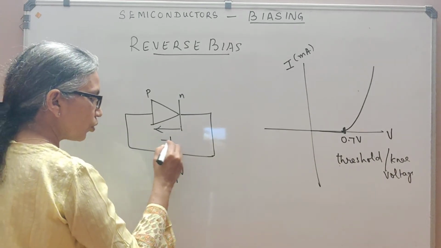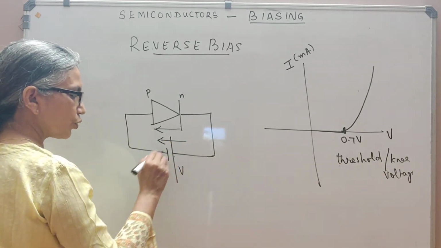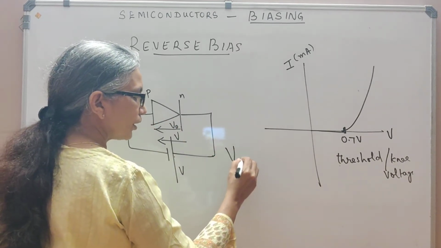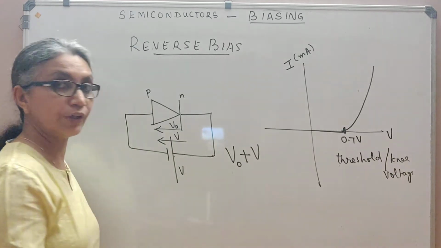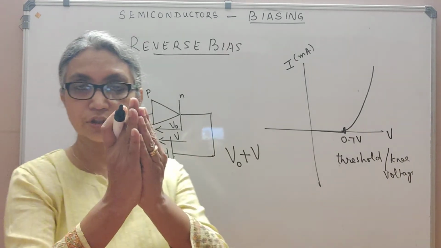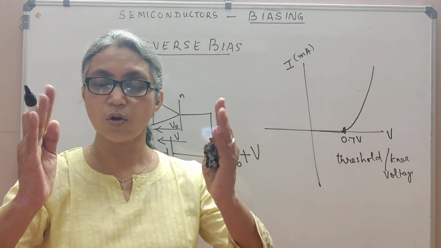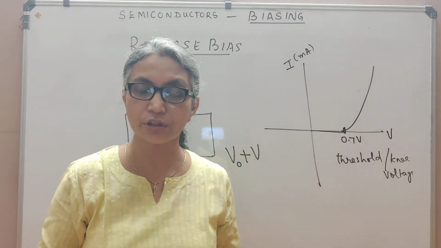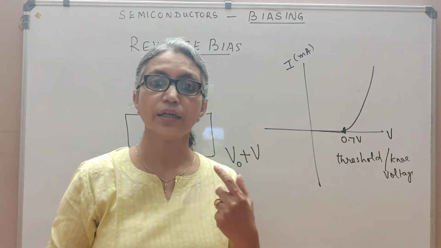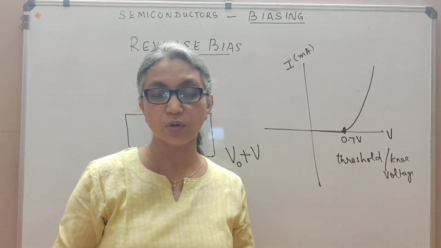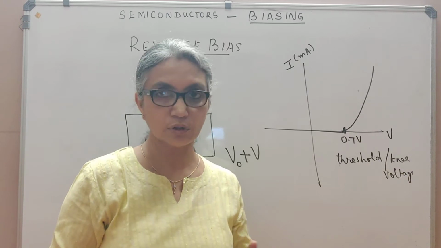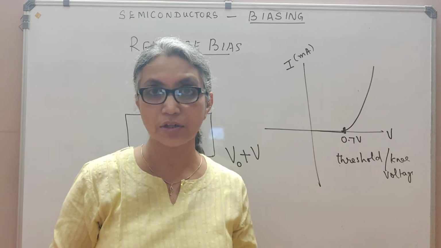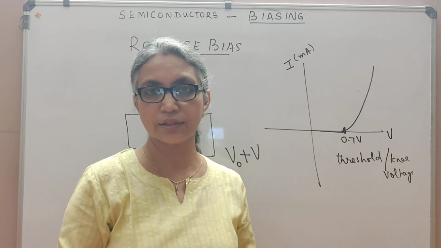But your applied voltage is also in the same direction, positive to negative. So you see, both of them being in the same direction, the net potential across the barrier becomes V0 plus V. That means your potential barrier, the depletion region, is becoming wider, larger, and therefore the potential across the junction increases. And when there is a high electric field, as I've already told you, it favors the movement of minority carriers across the junction. That is the drift current.